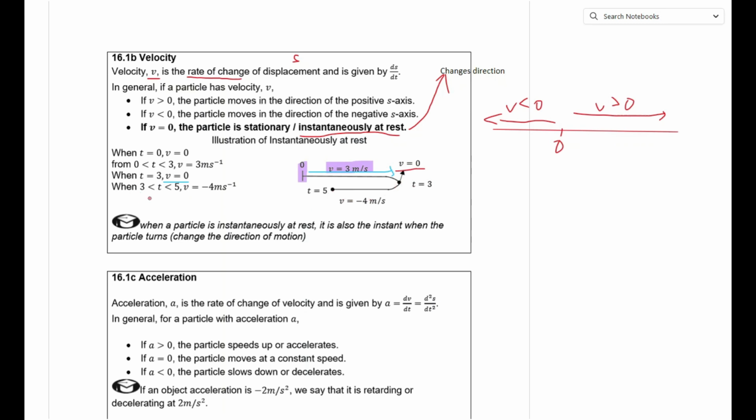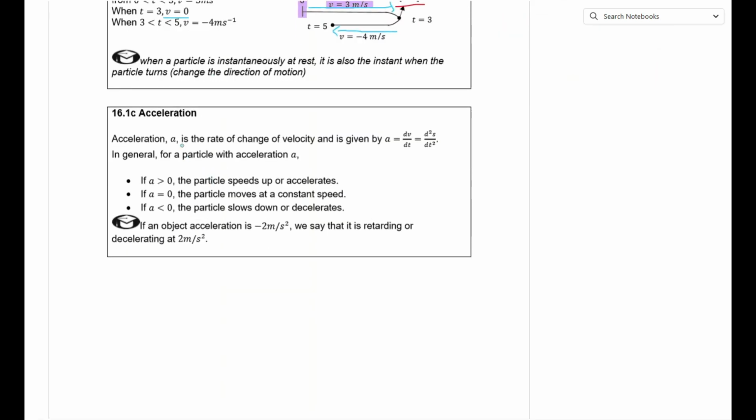So from when t is between 3 and 5, your velocity v equals negative 4 meters per second. Since it's negative, it means that the particle is moving in the negative direction of the s-axis, so in the opposite direction as at the start. That's why these blue arrows here are the general path of the particle.